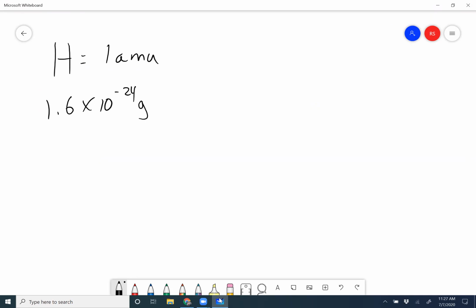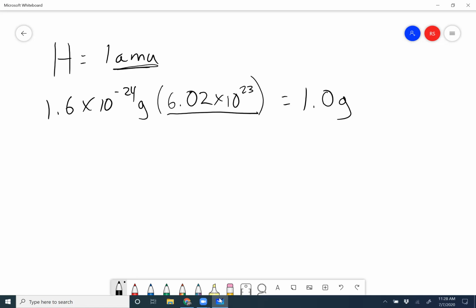Well, guess what happens if you take this number and you multiply it by Avogadro's number? You get 1. So what Avogadro actually found was the conversion factor from AMU into grams.